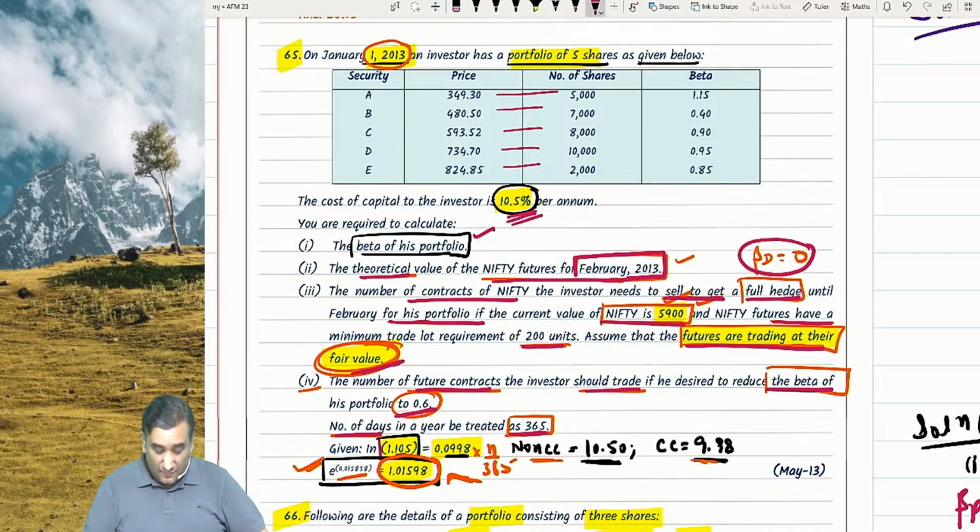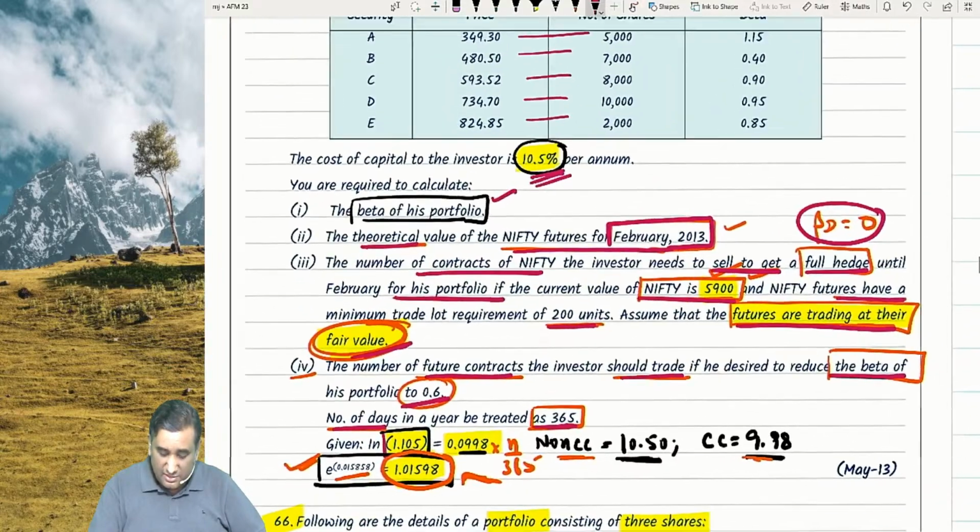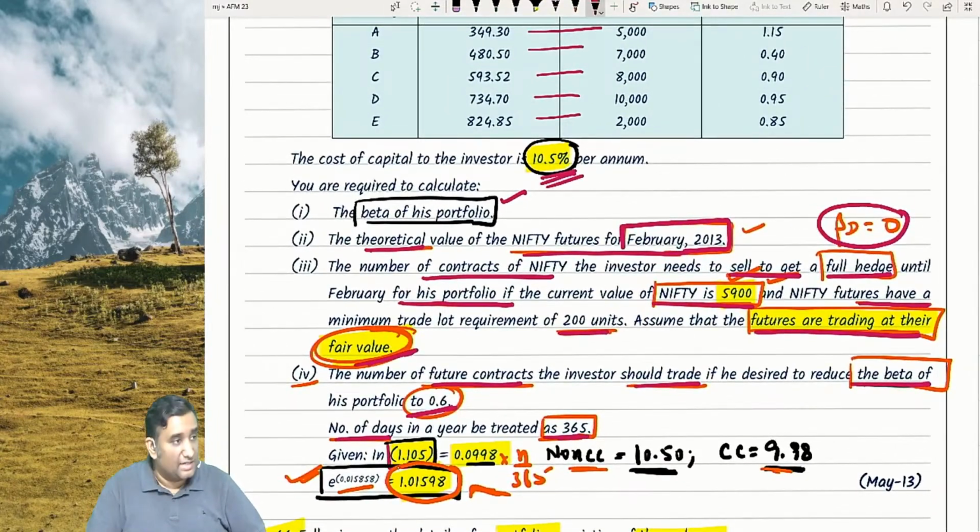Look at this part. You can put it down in the copy because I'll be shifting this here. This is actually challenging. He has given ln of 1.105, which is 0.0998. From ln 1.105 we get 0.0998, and e to the power 0.015858 is 1.01598.